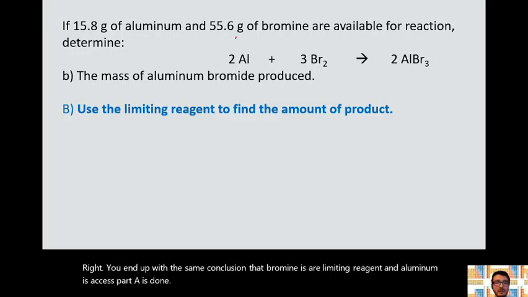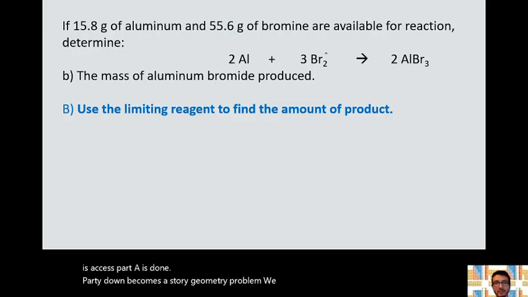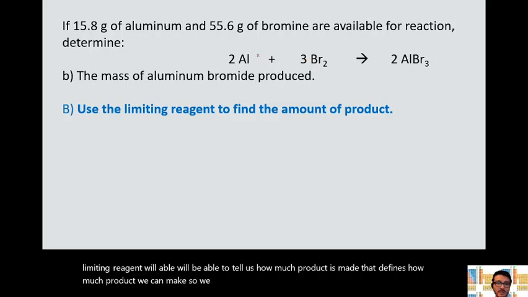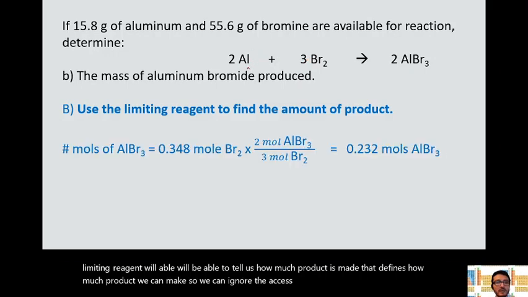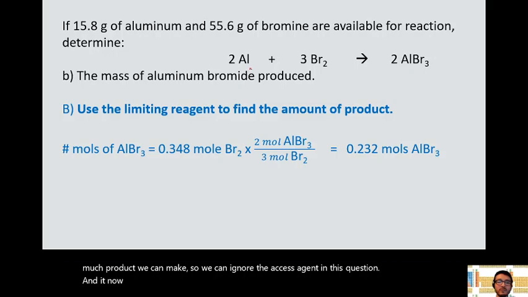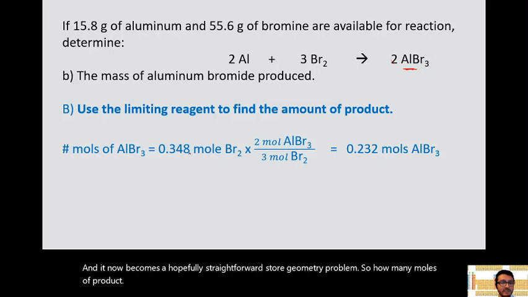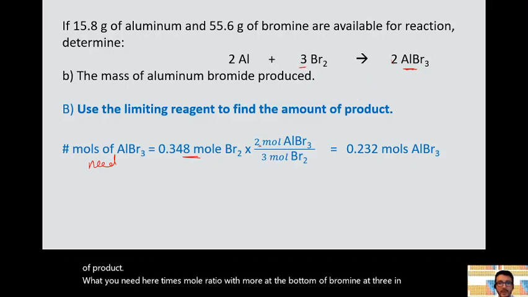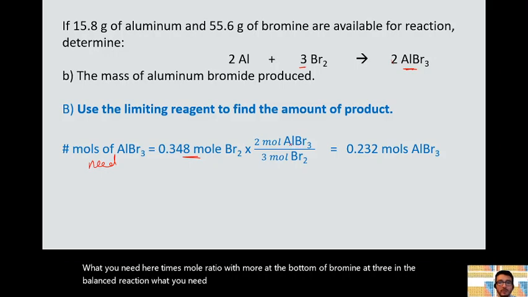Part B now becomes a stoichiometry problem. We know that the limiting reagent, and only the limiting reagent, will be able to tell us how much product is made. That defines how much product we can make. So we can ignore the excess reagent in this question, and it now becomes a hopefully straightforward stoichiometry problem. So, moles of product: what you have, times the mole ratio, with moles of bromine at the bottom, that's 3 from the balanced reaction, and what you need at the top, aluminum bromide, we have 2 from the balanced reaction.